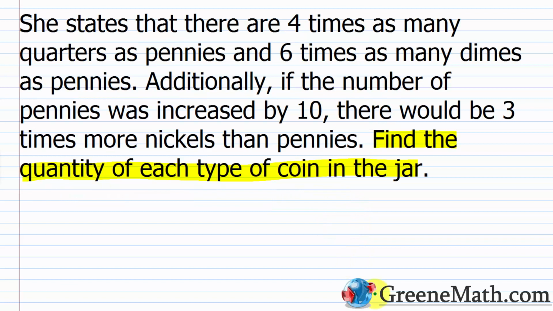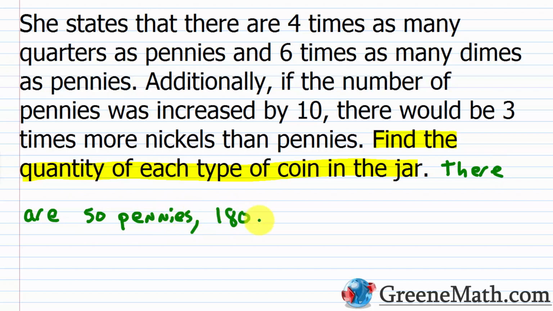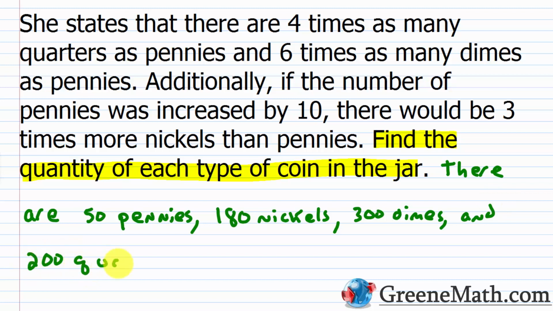So find the quantity of each type of coin in the jar. We can say that there are 50 pennies, 180 nickels, 300 dimes, and then lastly, we'll say and there's 200 quarters in her jar. Okay. So there are 50 pennies, 180 nickels, 300 dimes, and 200 quarters in her jar.